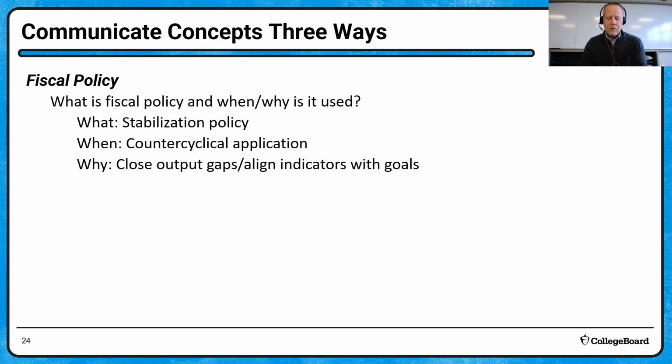Why is that? Fiscal policy, any stabilization policy, is applied to close output gaps, to align indicators with goals. When there are output gaps, economies are not operating at those predetermined targets, at those predetermined goals. So, stabilization policy, in this case, legislative policy, utilizes spending and taxes. Of course, transfers are included as part of spending. They're applied in a counter-cyclical direction. They're applied to close output gaps. All right, those are the words.